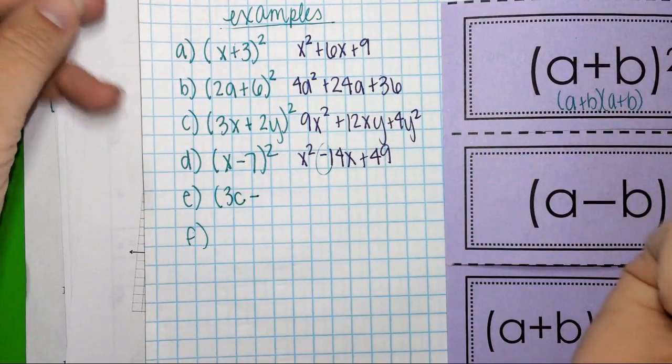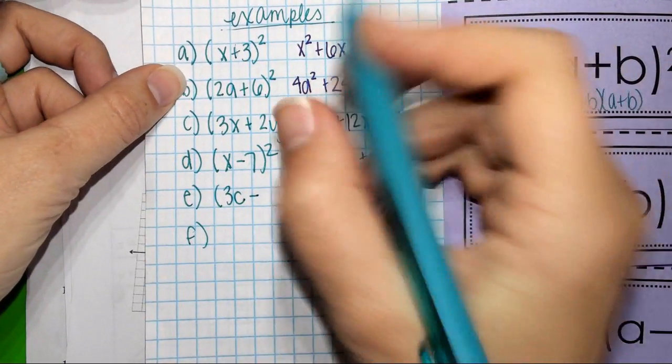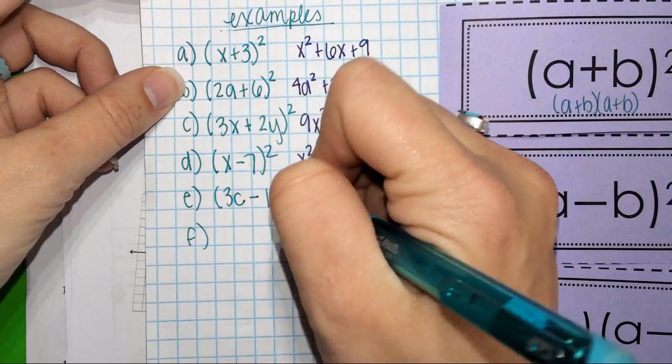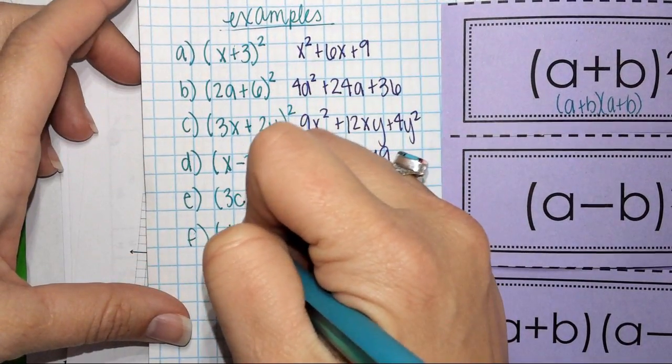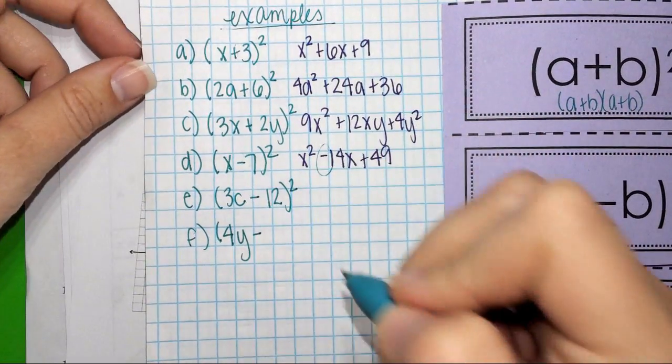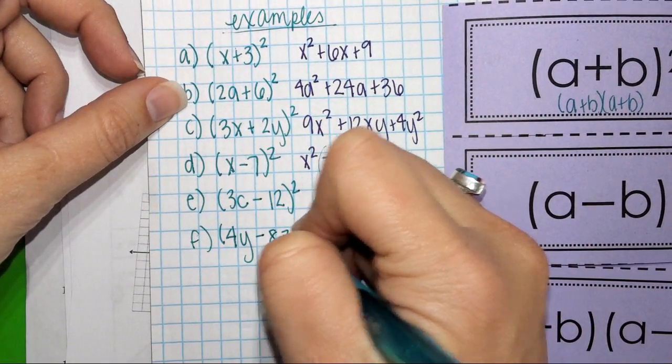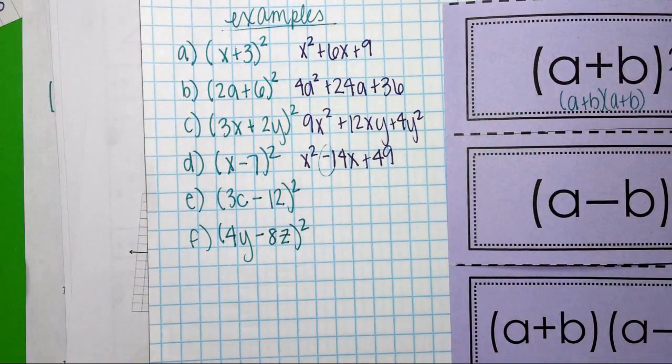3c minus, let's go crazy, 12. And 4y minus 8z quantity squared. Do those two.